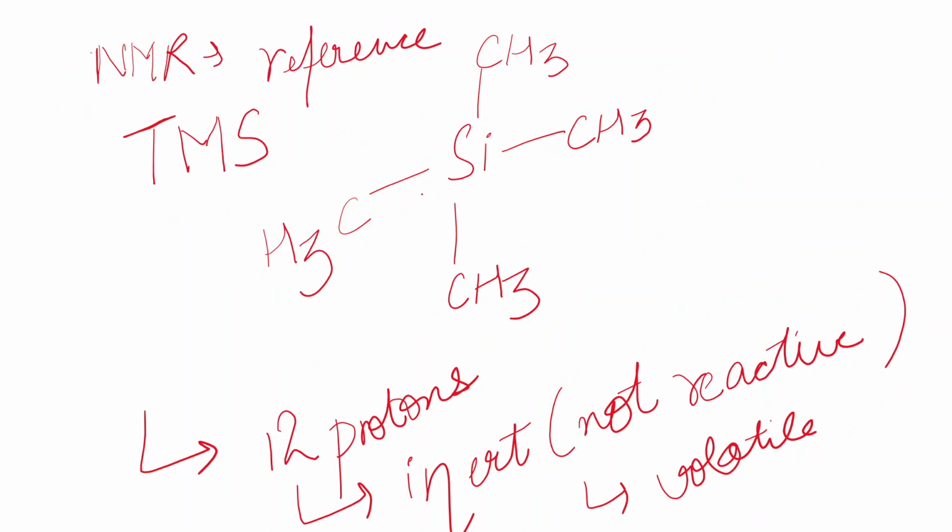Then we discussed the reference. For NMR we use a reference that is TMS, tetramethylsilane, that is Si with 4 methyl groups. So in total there are 12 equivalent protons, and why do we use it as a reference? Because it has 12 equivalent protons. It is inert, that is not reactive. Also it is volatile. That is the reason we use TMS as a reference. And it is the internal standard also.